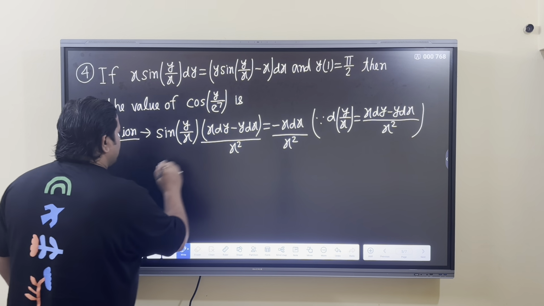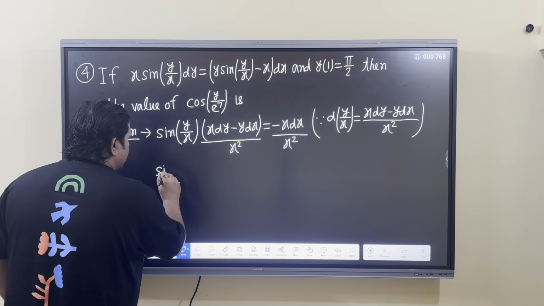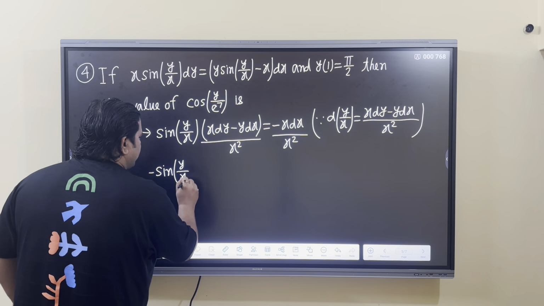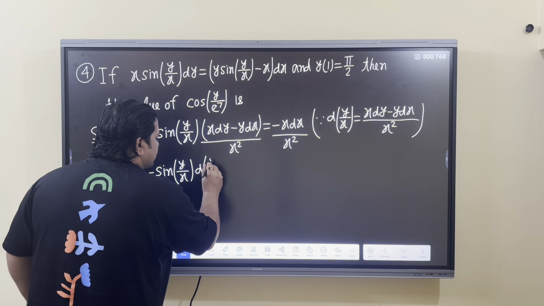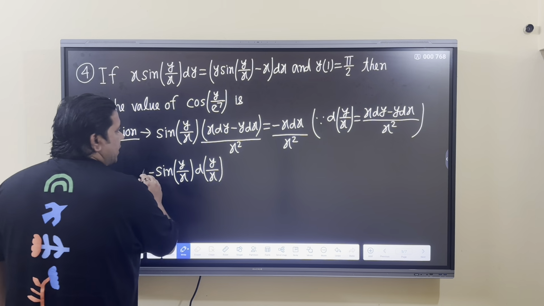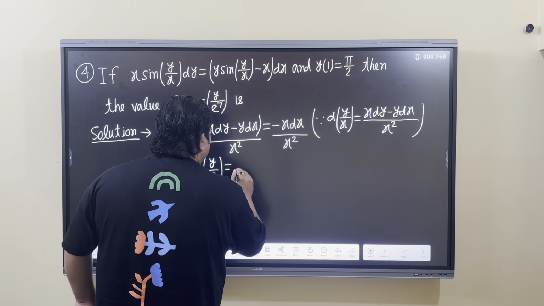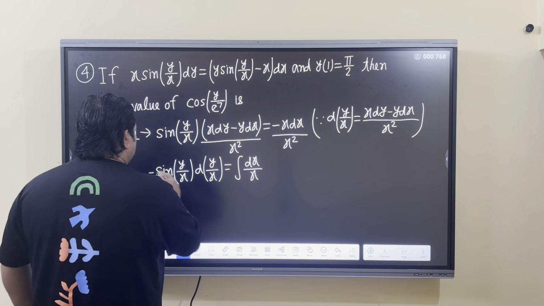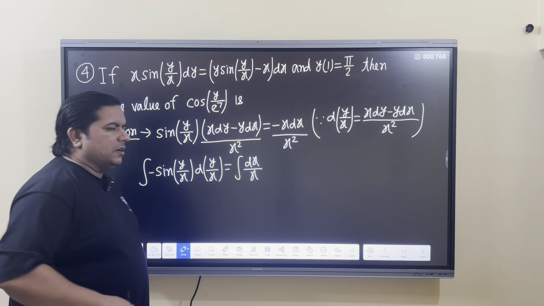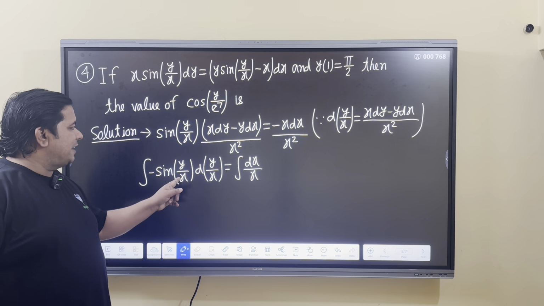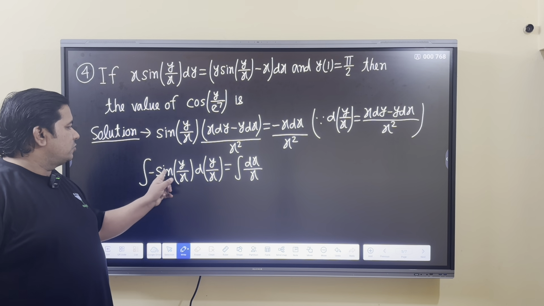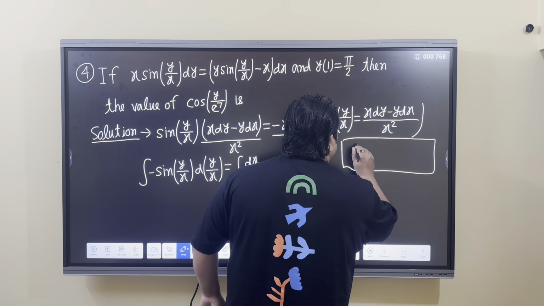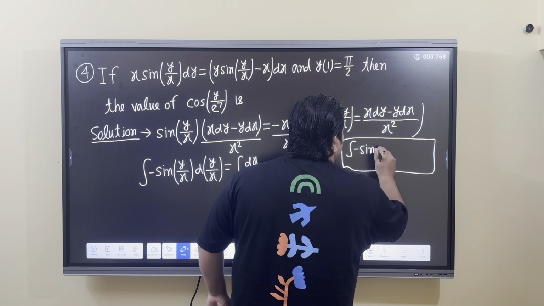So this will become d of y by x. So sine y by x, and the minus sign also we can bring to this side. So minus sine y by x d of y by x, and on the other side one of the x will get cancelled. So we'll get dx by x. Now we'll put the integration sign on both the sides. Now suppose for a moment that y by x is t, then the left side is like minus sine t dt.